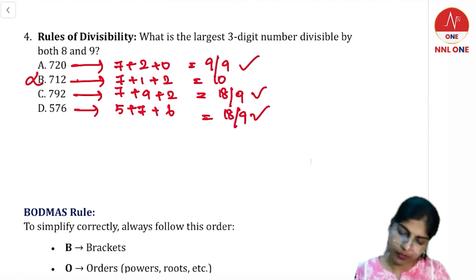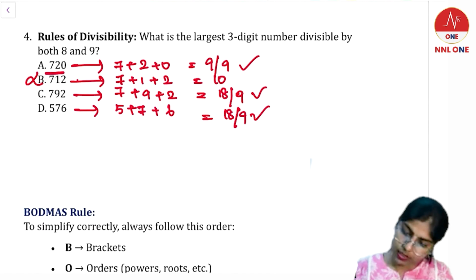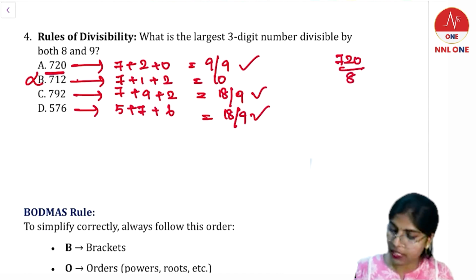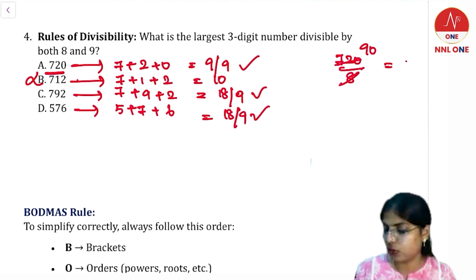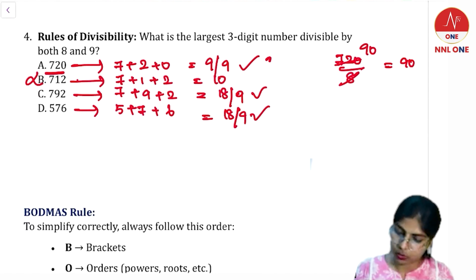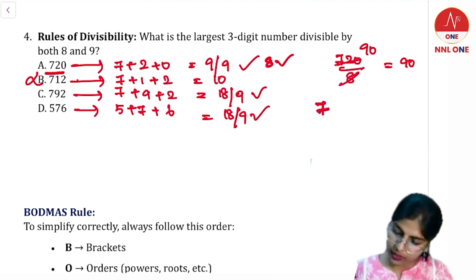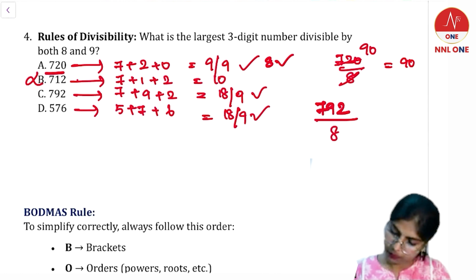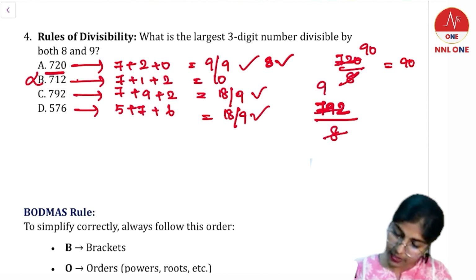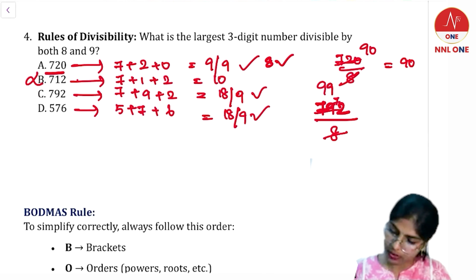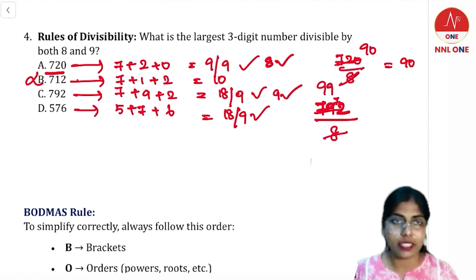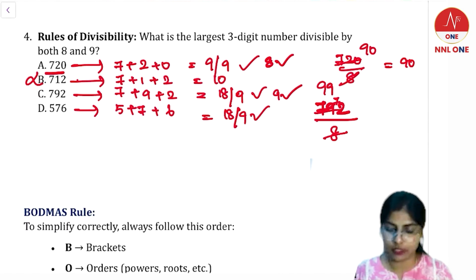So we'll check the last 3 digits. 720 is divisible by 8. 8 nines are 72. So it is divisible by 8 as well. Next, this one is not applicable for 9, so we are not going to check it. Next is 792. 8 nines are 72, remainder 7. This is also getting divided by 9. So it is also applicable for the divisibility rule of 9.